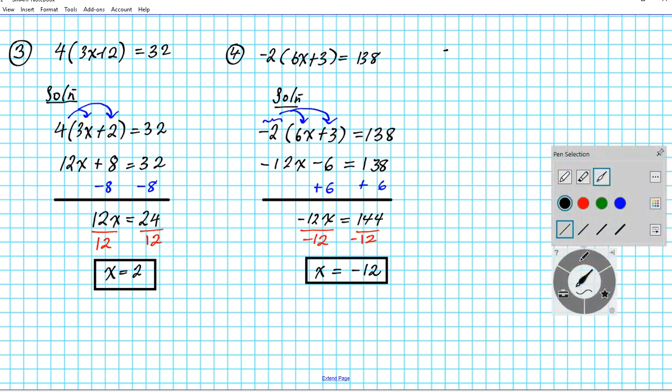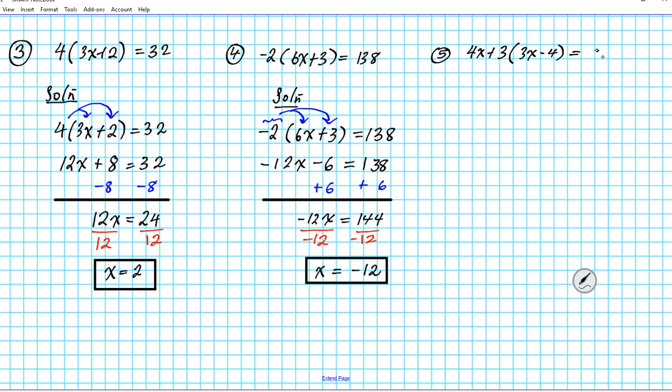number 5. Now for question 5, what if we're to solve the equation 4x plus 3 times the quantity 3x minus 4 is equal to 14? Okay, so to get us started, let's rewrite the problem. 4x plus 3 times 3x minus 4 equals 14.